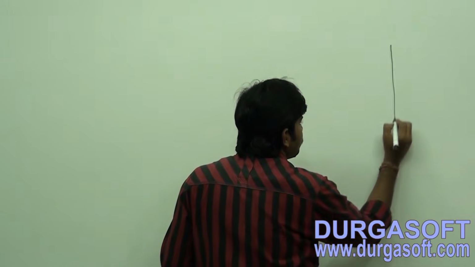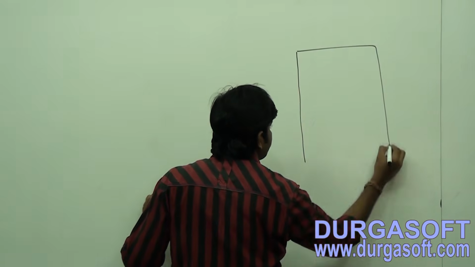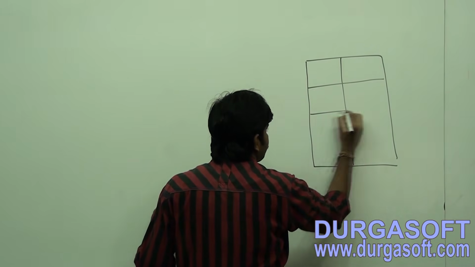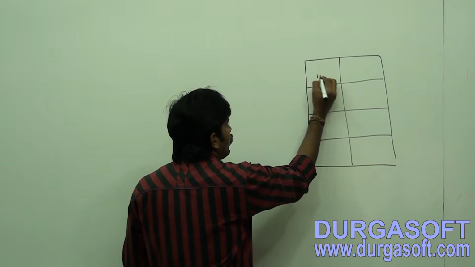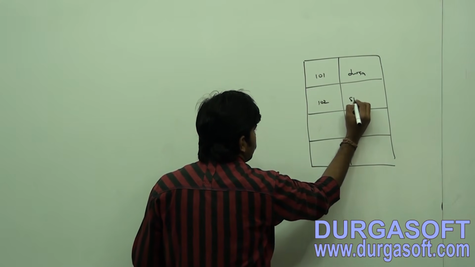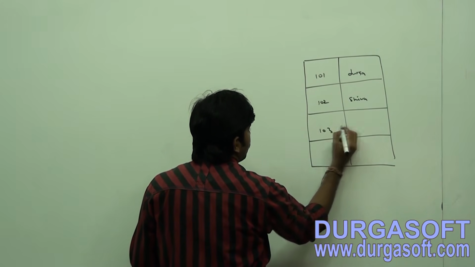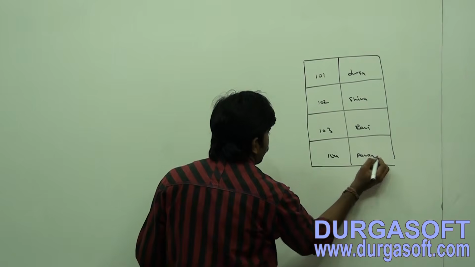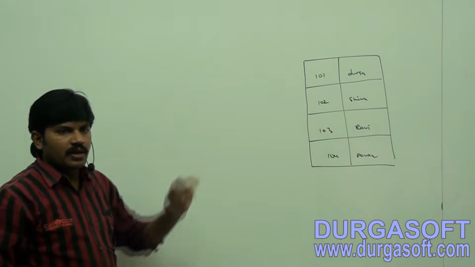Next, observe these methods. Sir, here I have one map. Some more methods are there. Okay, this is my map: 101 Durga, 102 Shiva, 103 Ravi, 104 Pavan. So these four entries are there.